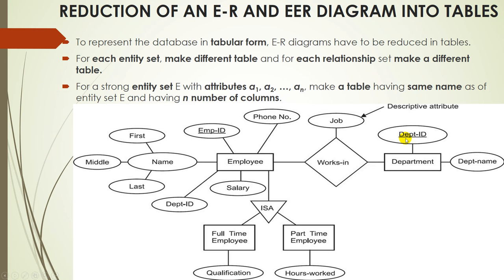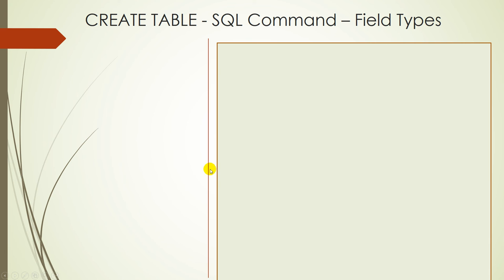And a relation we named works in, and this relation relates the two tables and has a new individual field, job. Let's see how to produce the tables.